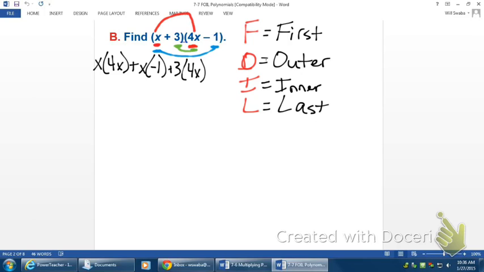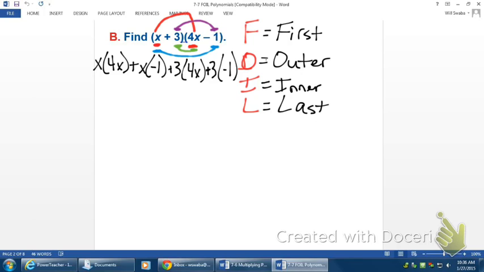And then L stands for last. And of course, those are my last terms. My last terms are 3 and a -1. So I'm going to multiply these two terms. All right? That is FOIL. First, outer, inner, last. You have to memorize this.